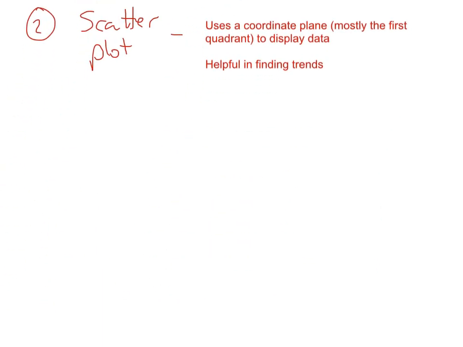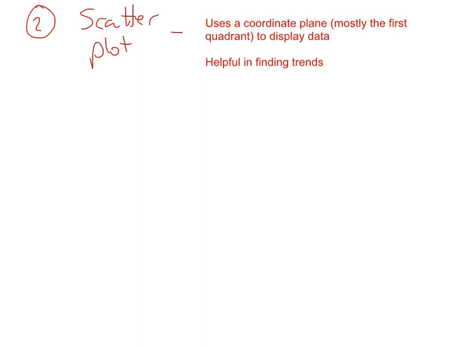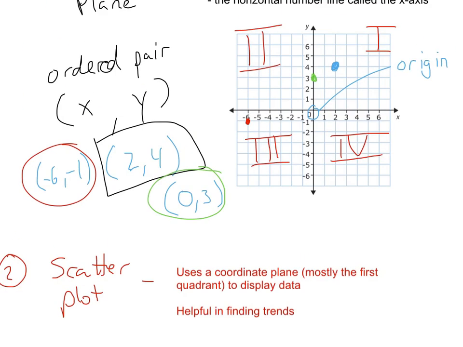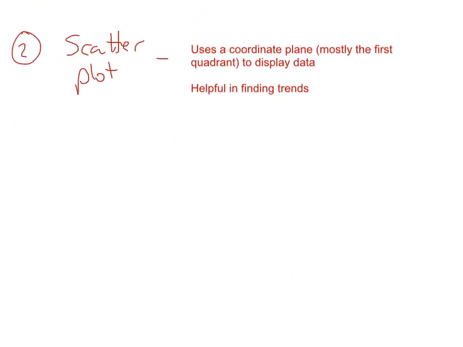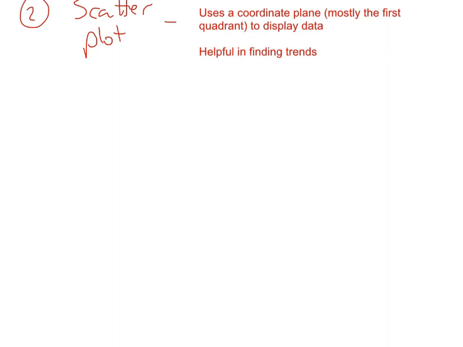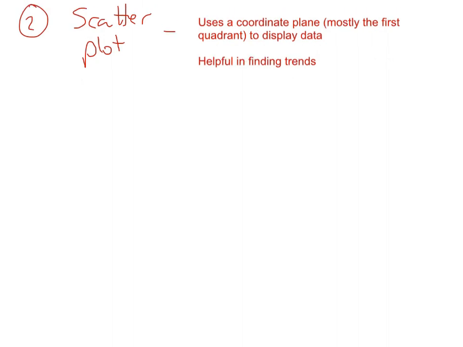Next, we're going to talk about scatter plots. So a scatter plot just uses a coordinate plane and mostly just the first quadrant. Sometimes there's a scatter plot that uses more than one. Okay, so again, this is the quadrant we're going to be using mostly, which is all positives. And it uses that first quadrant to display a bunch of points or data. Okay, and scatter plots are very, very helpful in finding trends.